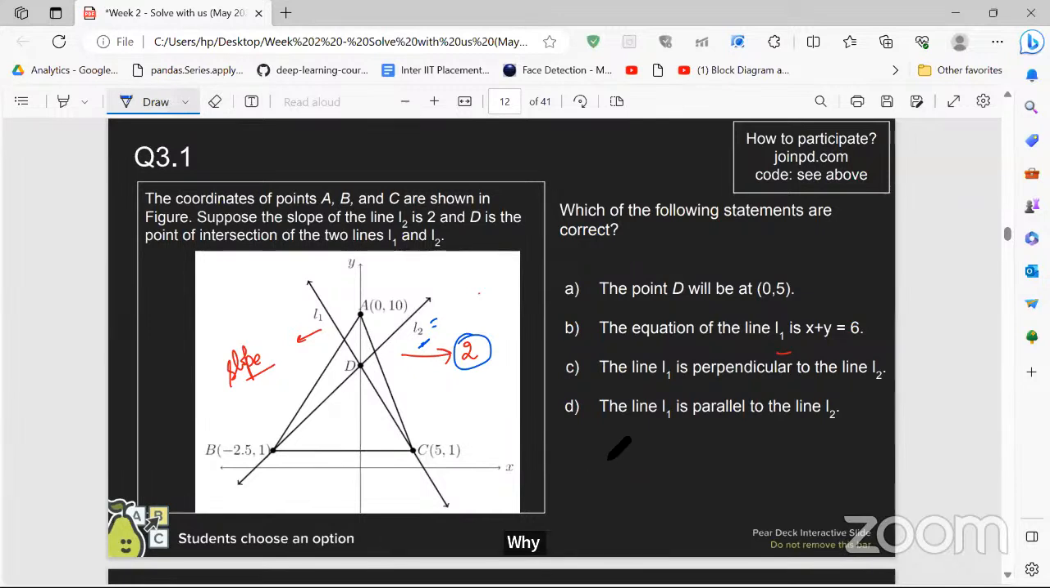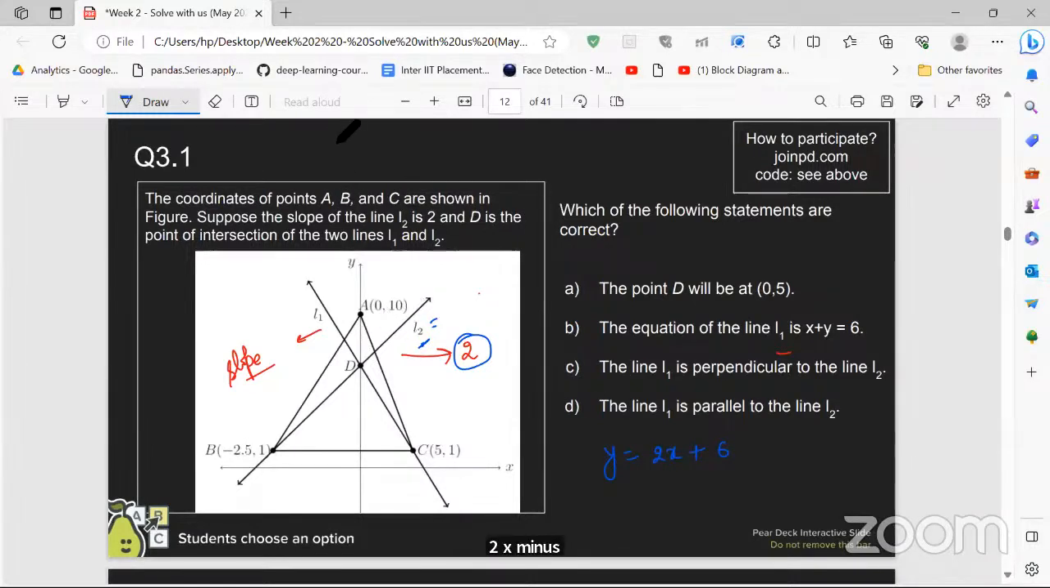Y equals 2x plus 6. If somebody didn't get the equation, I'm telling you.